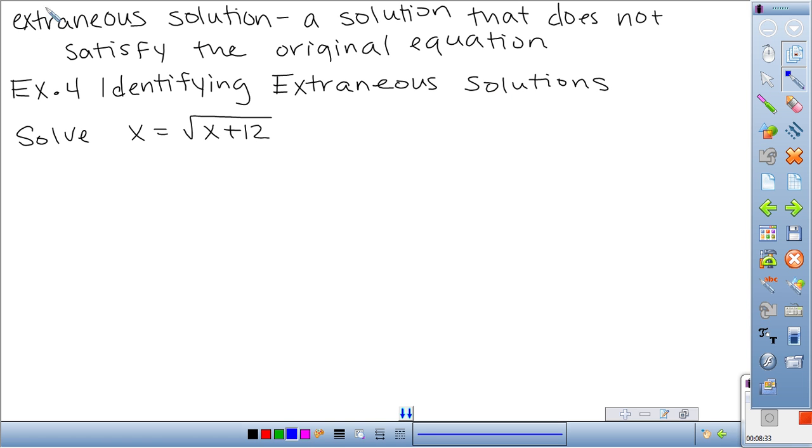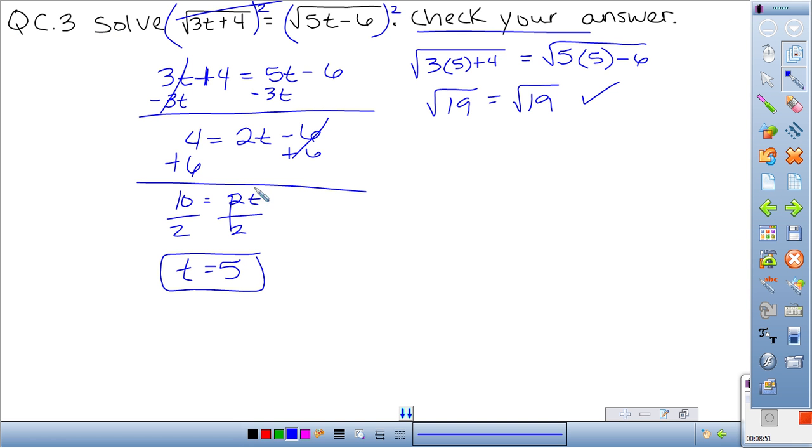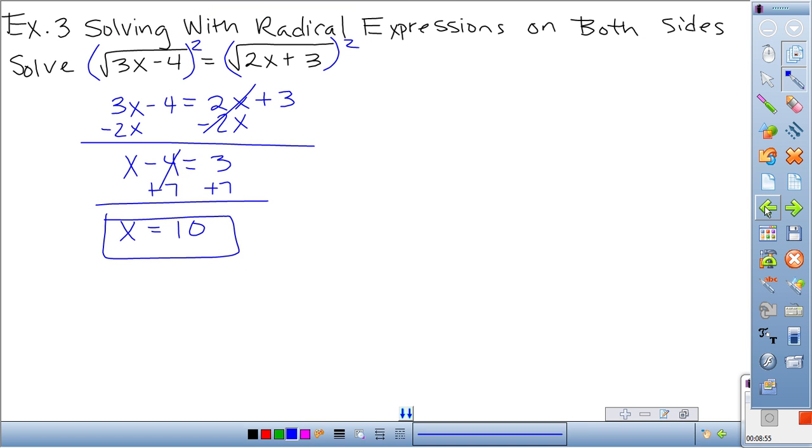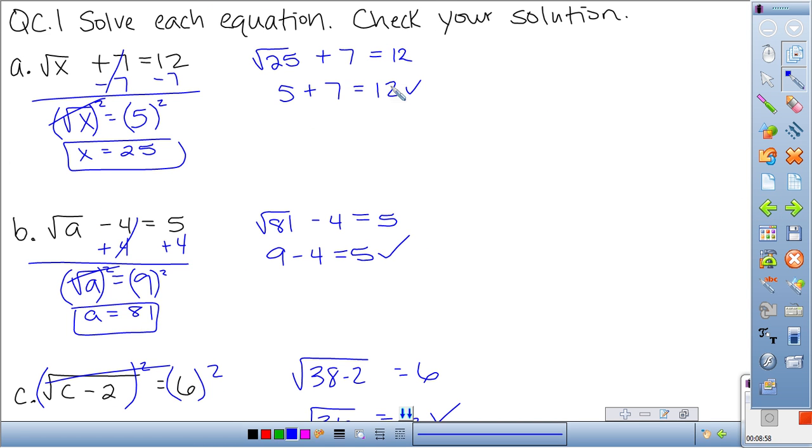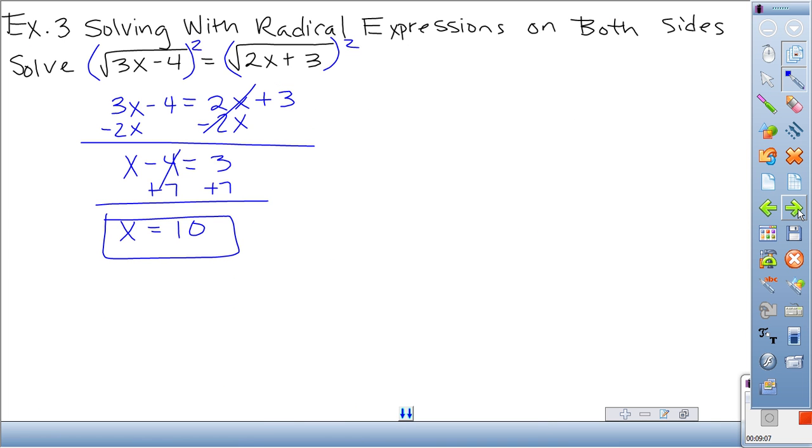Okay, we're on to our next to last example here, example 4, where we have to talk about extraneous solutions. So extraneous, that root is extra, and really in this case it just means a solution that does not satisfy the original equation. So you see in these other examples we've been checking, and we always notice that the answer we get, when we plug it back in, it always works. 5 plus 7 does equal 12, 9 minus 4 does equal 5, so it always satisfies our equation when we plug in our solution.